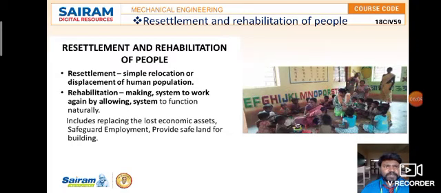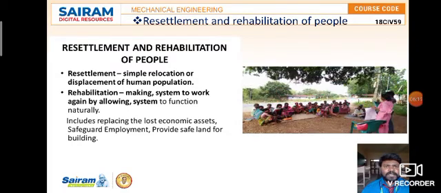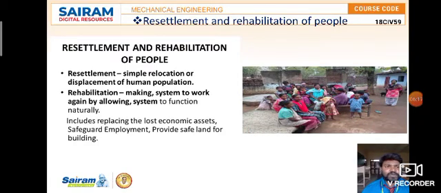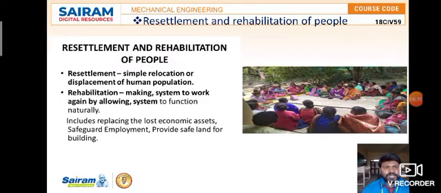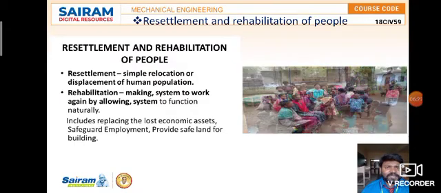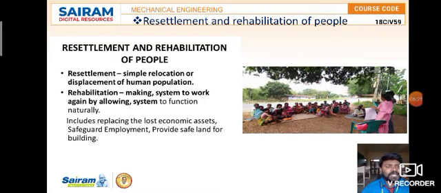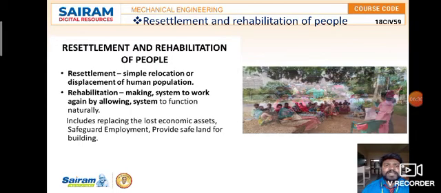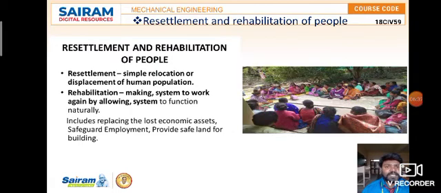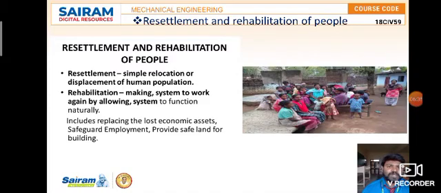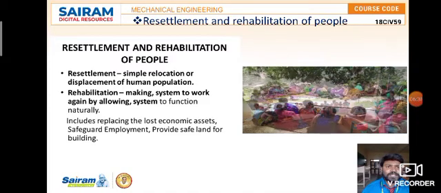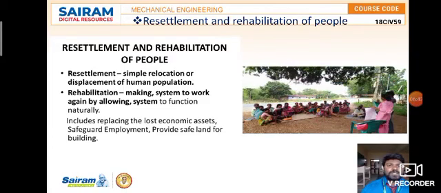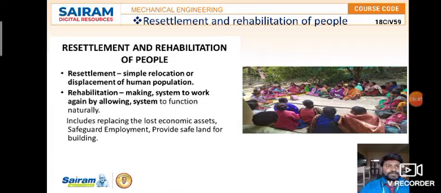Now coming to the resettlement and rehabilitation of people. Resettlement is the simple relocation or displacement of a human population where the fluoride content is high. We have to make them understand and create awareness first, and then shift them from that particular place to a safer region. Then rehabilitation is making the system work again by allowing it to function naturally. It includes replacing lost economic assets, safeguarding employment, and providing safe land for building. So this is resettlement and rehabilitation.